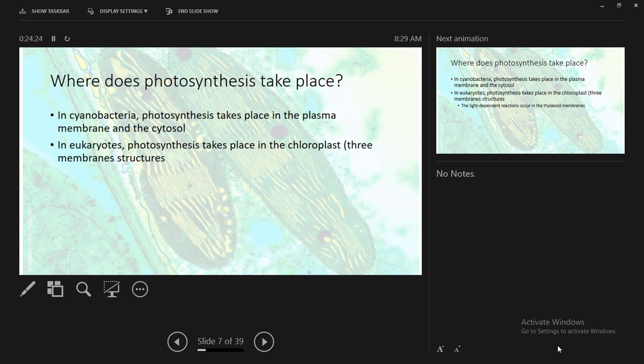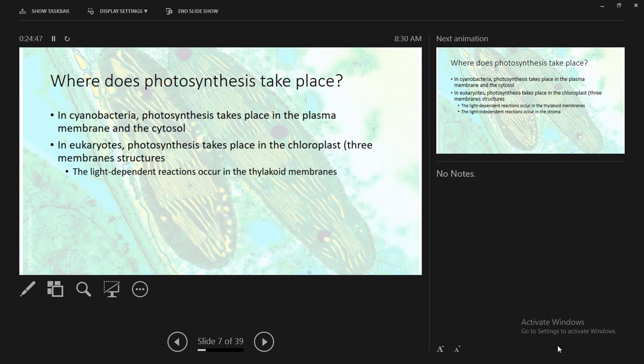So for the first one, do you mean prokaryote or just bacteria? For all prokaryotes that are photosynthetic, which, the only prokaryotes that are photosynthetic are cyanobacteria. I'm not changing the slide, relax. I drilled it. So the light dependent reactions, and what are these all about again?